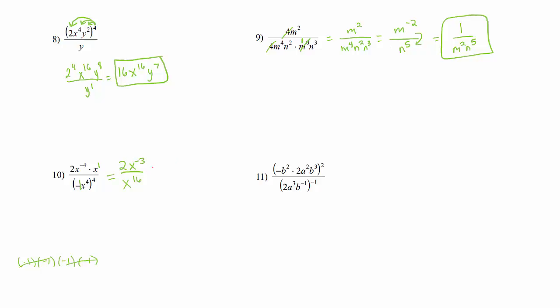So we could do this a couple ways. We can subtract our exponents and then move down to the bottom, or I could go ahead and move this down to the bottom and then add my exponents. What we should get is 2 over x to the 19th. So whichever way you want to think about that is fine.